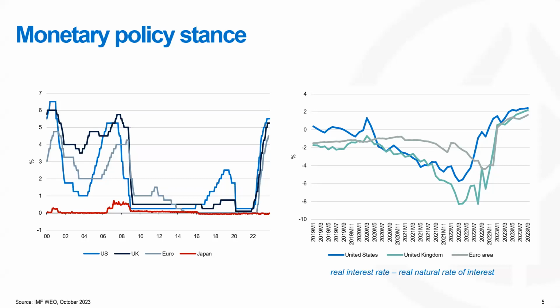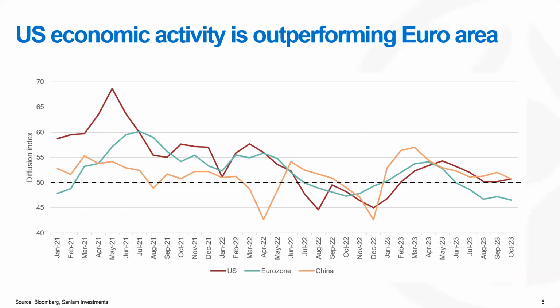The right-hand chart just shows how relatively tight that is compared to the real natural rate of interest. So it's the real interest rate adjusted for the real natural rate of interest. And we can see that all three of those large central banks have moved a long way, but the US particularly tight at this point. So if I look forward for me in the near term, I'm going to show you in a second, I think the dollar is heavily overvalued.